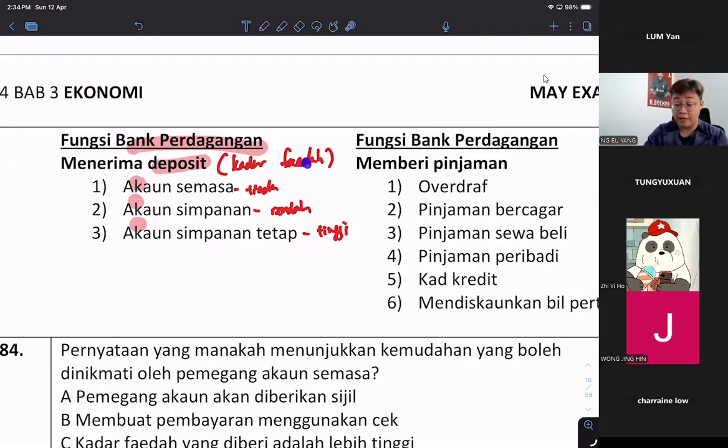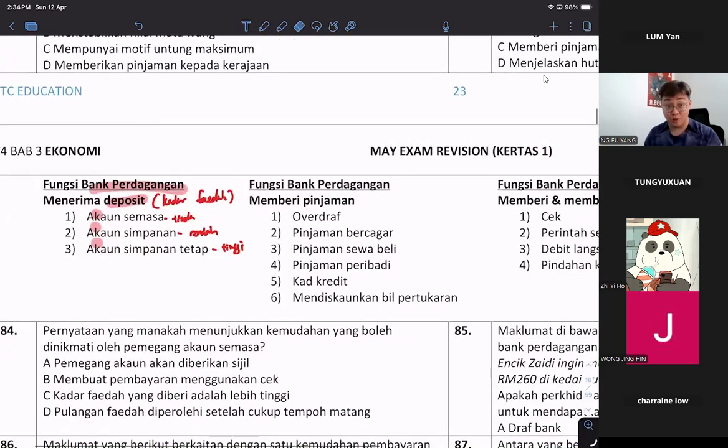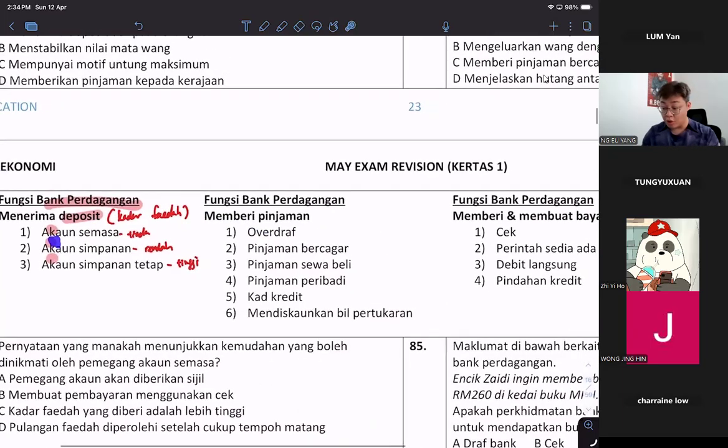Okay, so using kada faedah to determine these 3 accounts. Okay, so this is the second fungsi for bank perdagangan, which is if you guys have the accounts in the bank, it means you can use your accounts to conduct the transactions.